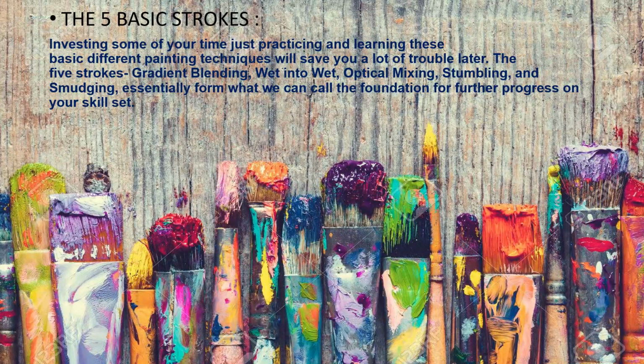The 5 basic strokes. It is very important for you to know that there are 5 basic strokes in painting, and investing some of your time in practicing and learning these basic painting techniques will save you a lot of trouble later. The 5 strokes are gradient blending, wet into wet, optical mixing, scumbling, and smudging. As you remember, smudging was also a technique using pencil. Essentially, they form the foundation for further progress in your painting skills.